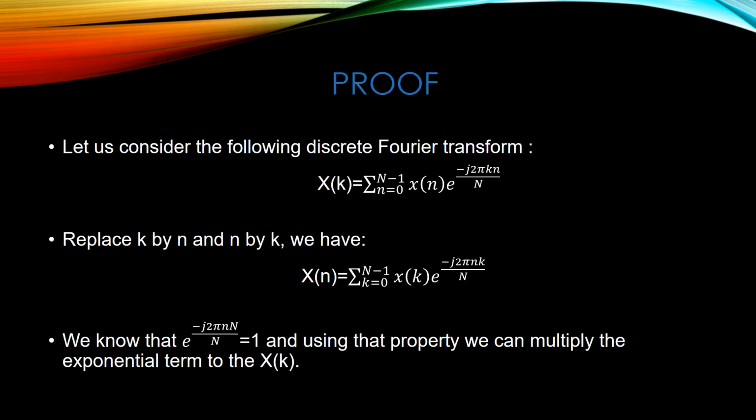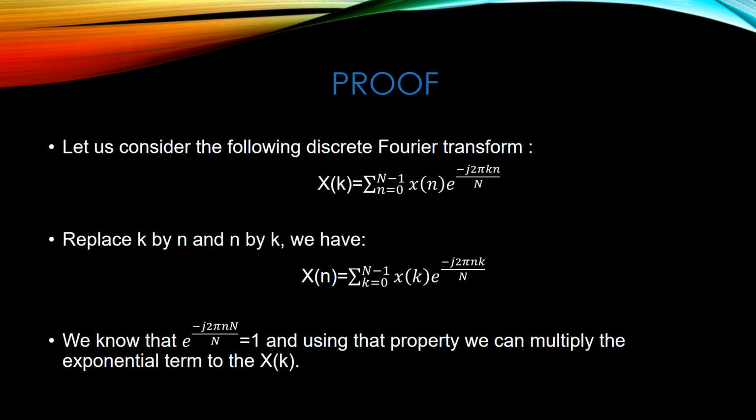Let us try to derive the proof for this duality principle. Let us consider the following discrete Fourier transform. Capital X of k equal to sigma n equal to 0 to capital N minus 1 x of n into e power minus j 2 pi kn divided by capital N. Let us replace k by n and n by k. Then we will have capital X of n equal to sigma k equal to 0 to capital N minus 1 x of k into e power minus j 2 pi nk divided by capital N.